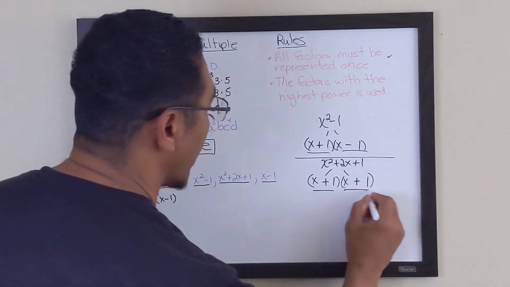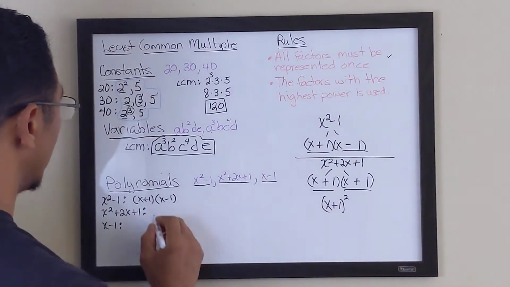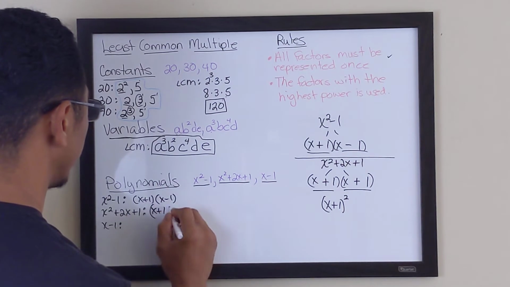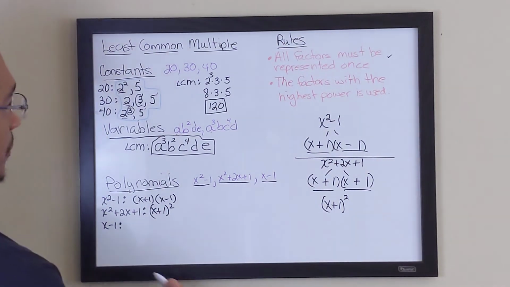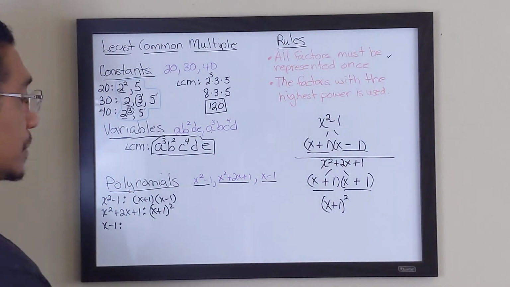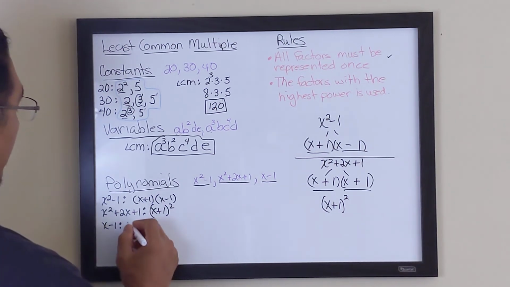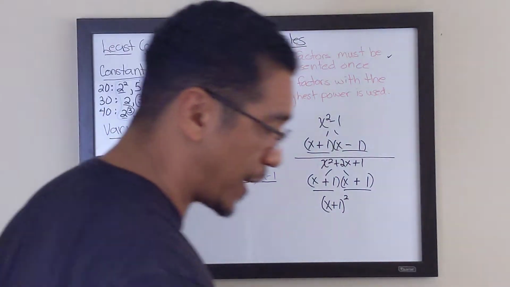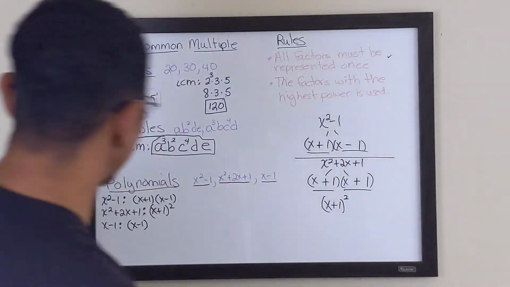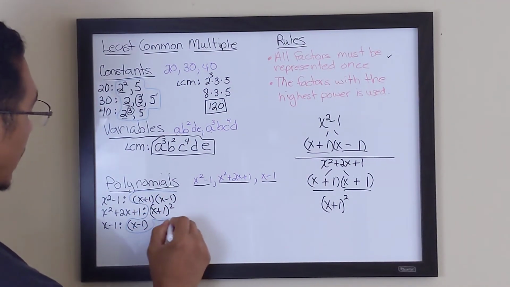Since they're two of the same kind, we're going to rewrite this as x plus 1 quantity squared. Now, we've got x minus 1. Looking at x minus 1, it is not factorable, so we cannot break this down anymore. This is actually a prime, so it remains x minus 1. So now we've found all of our factors for all the different polynomials that we're comparing. All of these are our factors.